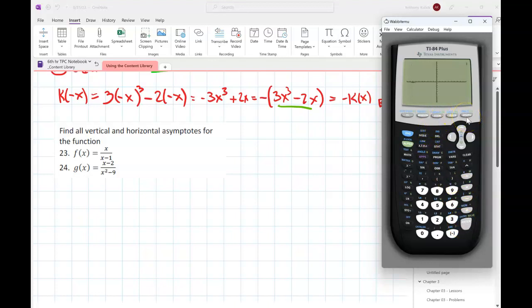I'll go ahead and graph that now. So when I look at this, I see three asymptotes. I see a vertical asymptote looks like at negative 3 right here. And then I see another one at positive 3. And then I see a horizontal one that looks like the x-axis, right? Which is the same as y equals 0.